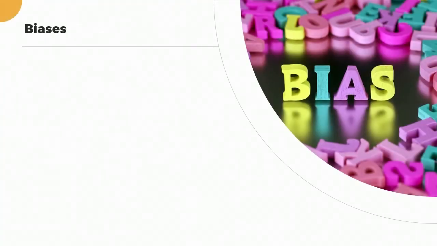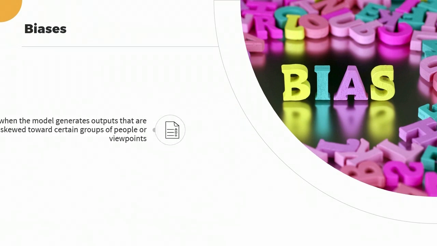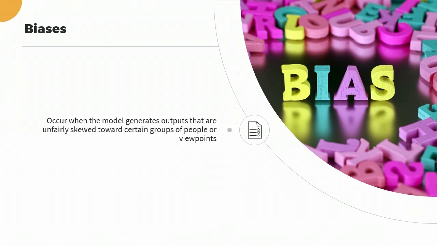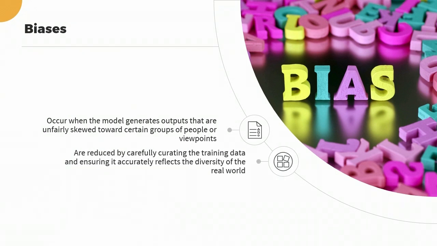ChatGPT can exhibit various biases in its outputs, which can negatively impact its reliability and accuracy. Biases can be a problem in AI language models and occur when the model generates outputs that are unfairly skewed towards certain groups of people or viewpoints. To reduce the risk of bias, it is important to carefully curate the training data and ensure that it accurately reflects the diversity of the real world.